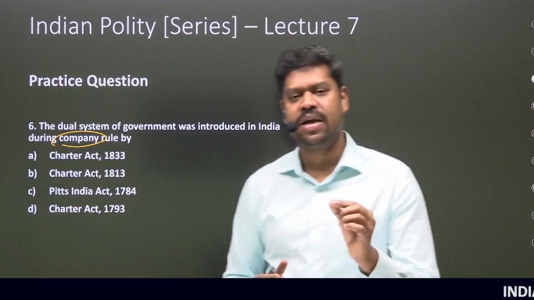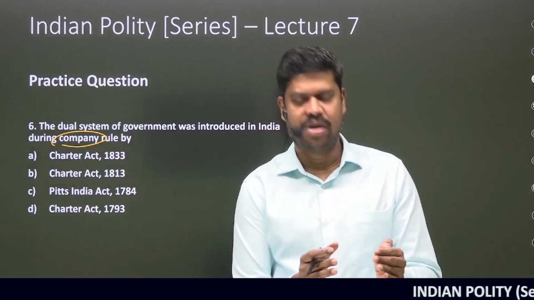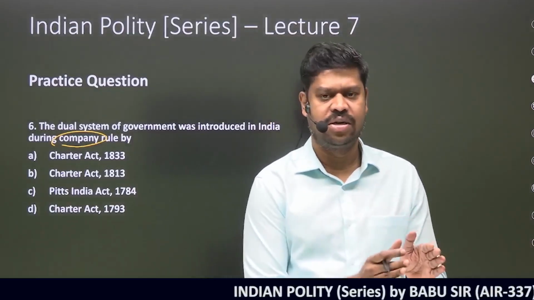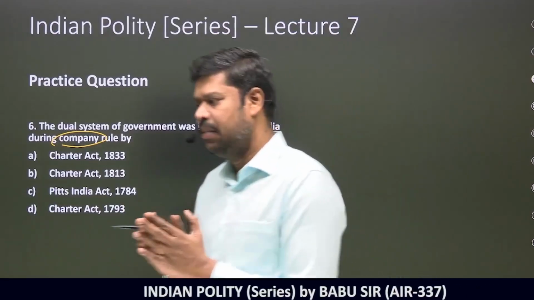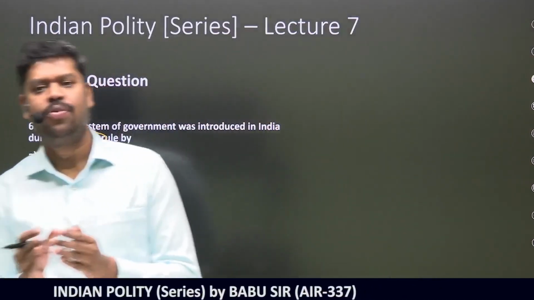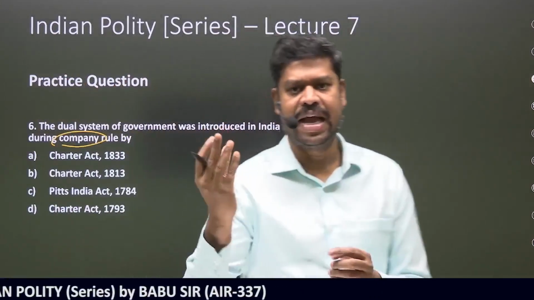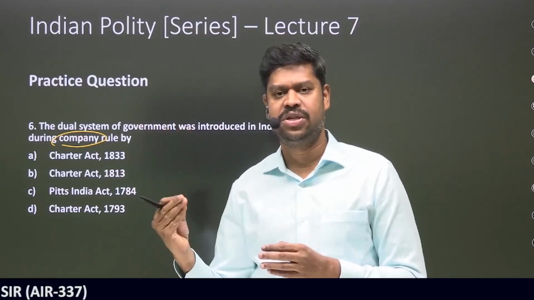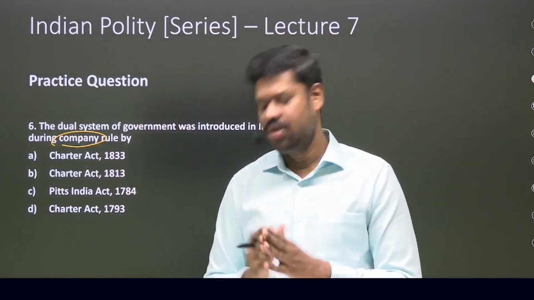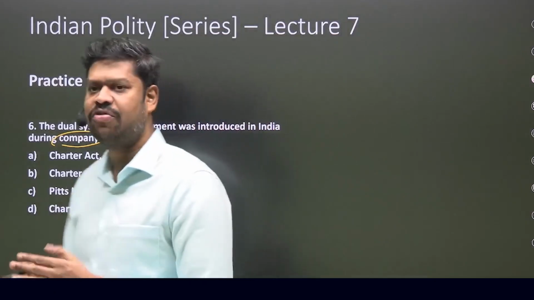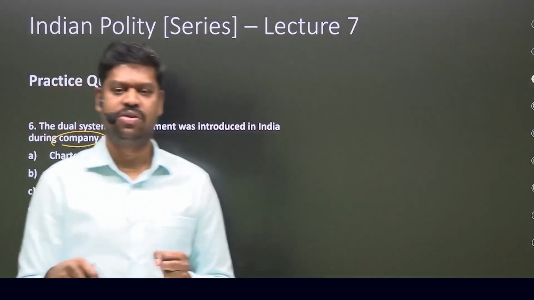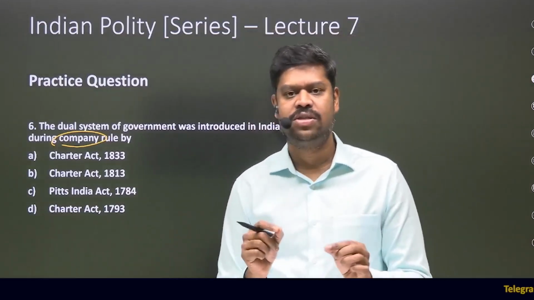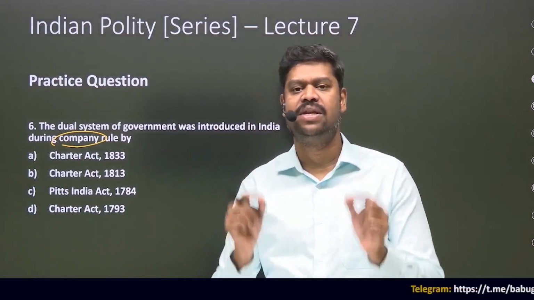We have also learned that the court of directors were the major stakeholders of the company, so they were really interested in commercial activities. But what about the board of control? The board of control was headed by a cabinet minister in the British government, and some members of parliament were also part of the board of control. This board would direct the governor general and his council to carry out the political administration in India. And in fact, this dual system was brought in by the Pitt's India Act.